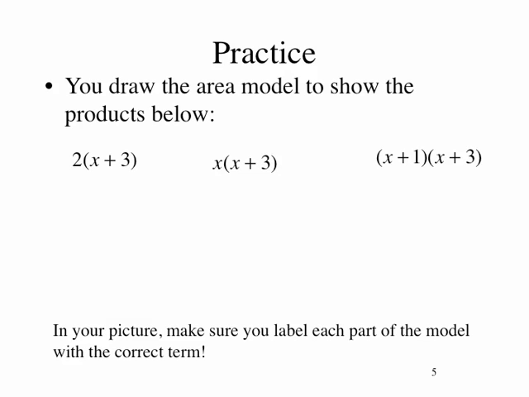What I'd like you to do now is to pause this presentation and draw the area model to show how to multiply the products below. So first, draw a picture that shows what 2 times the quantity x plus 3 would be, and make sure you label each of the parts in your area model. Then, draw a picture that shows what x times x plus 3 would look like. And finally, draw a picture that shows what x plus 1 times x plus 3 looks like. Again, make sure you label each of the rectangles in your area model. When you're done, resume this presentation to check your work, to see if the work that you've done is correct.